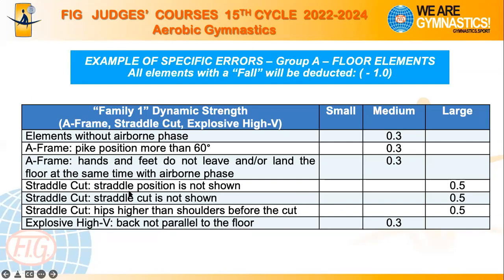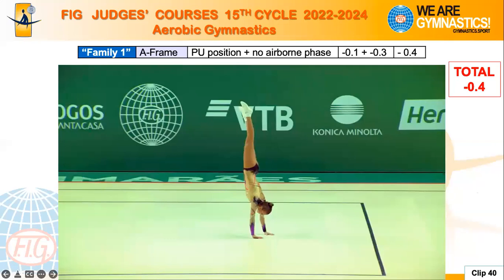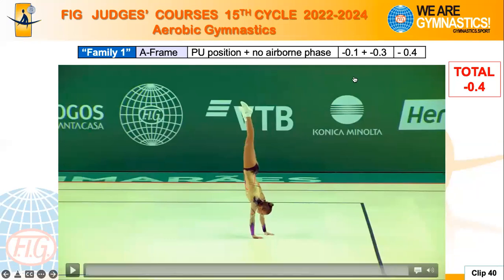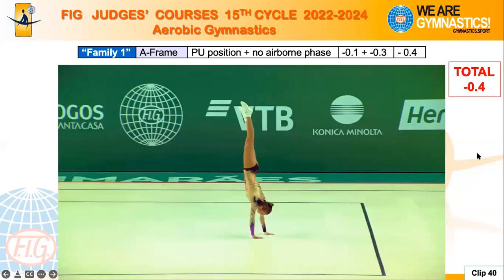Straddle cut is not shown, means you see the straddle position, but no cut, then it's 0.5 because it's a straddle cut element. Also, you need to understand very clearly, hips higher than shoulders before the cut. Your hips must be higher than shoulders before they do the cut. So if they don't, 0.5. And for explosive high V, back not parallel to the floor is 0.3. So for A-frame, push-up position and no airborne phase is small and medium here in this case.